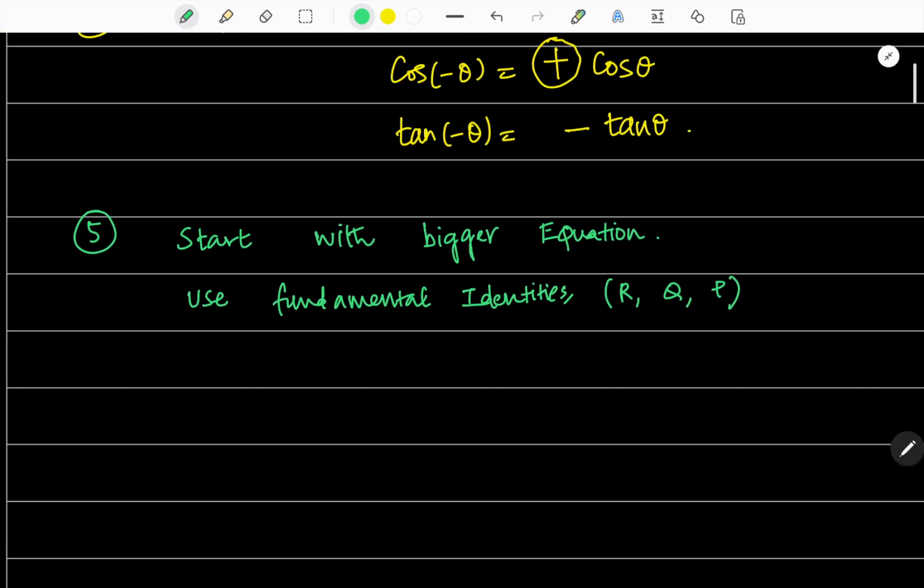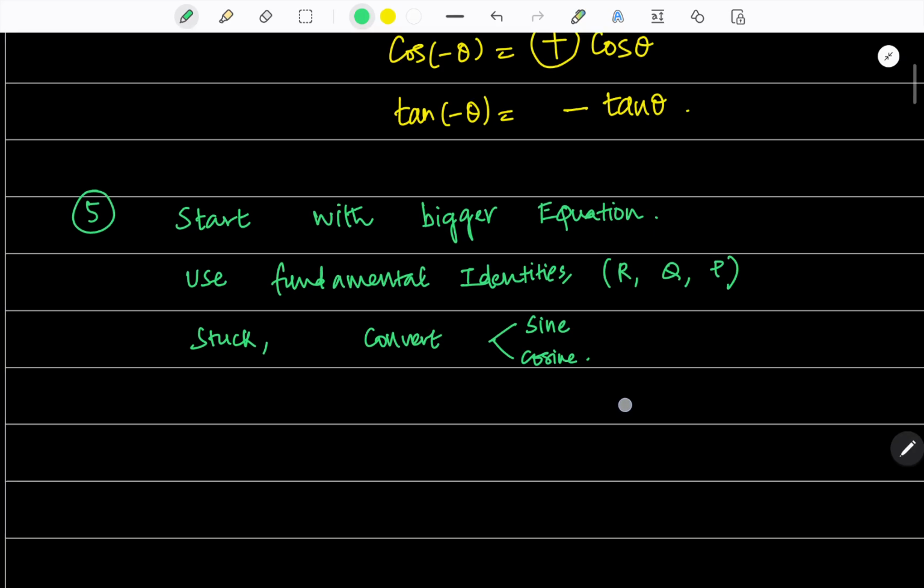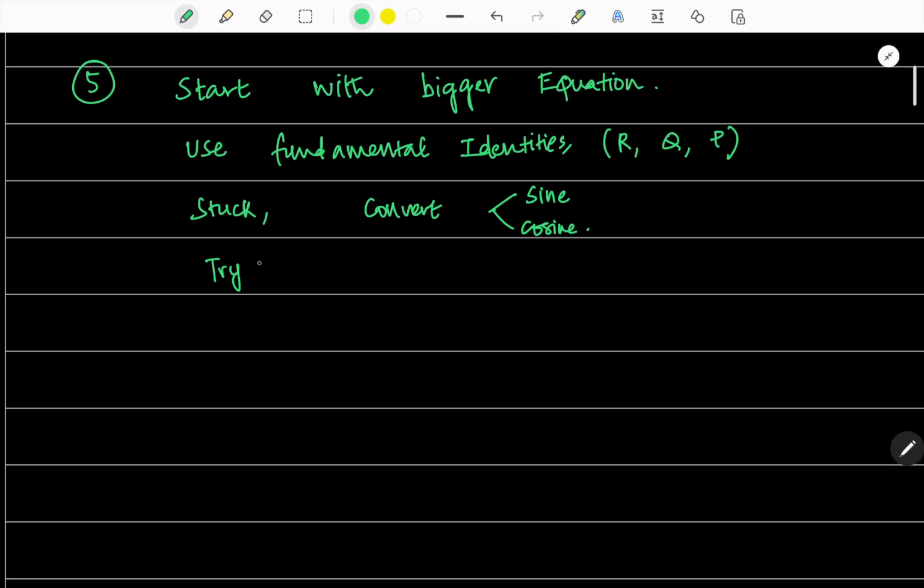Okay, right. Most of the time, we get stuck in some place. Whenever you get stuck in one place, convert everything in terms of sine and cosine, right? And most of the time, try to use algebra. What is algebra? Most of the time you will be using one formula, a plus b times a minus b, which is a square minus b square. Okay, this is the next thing.